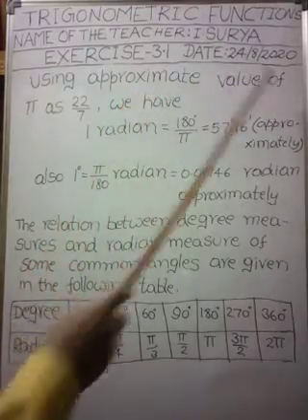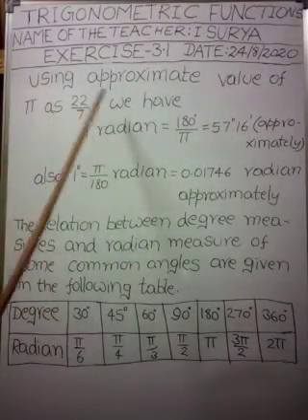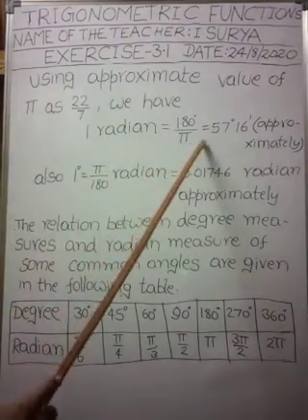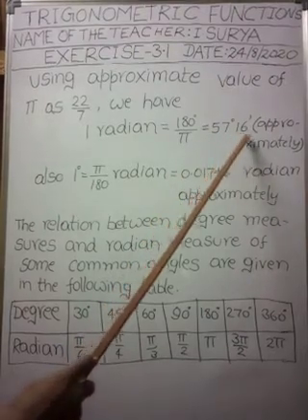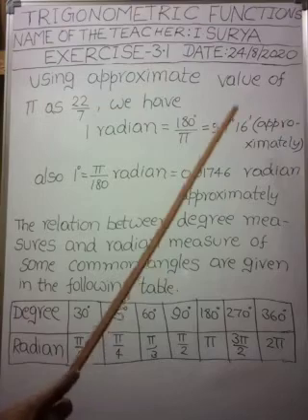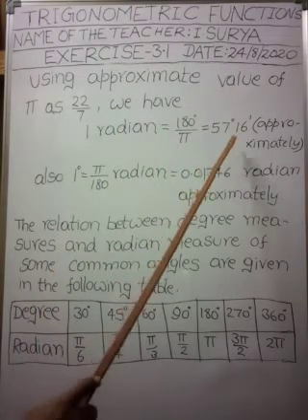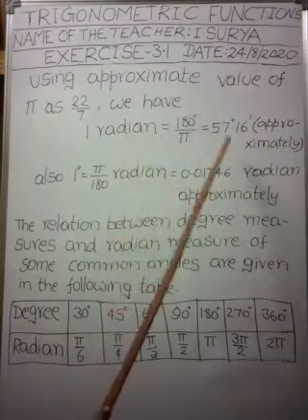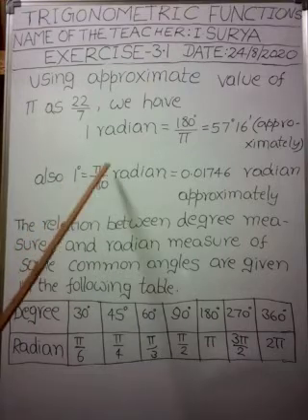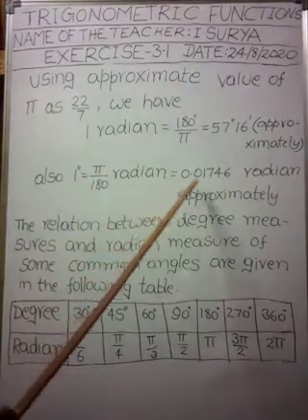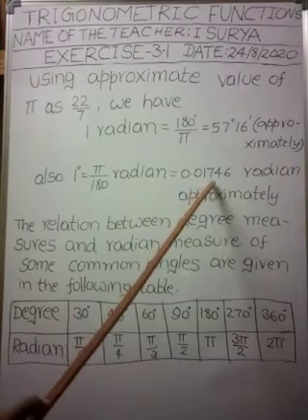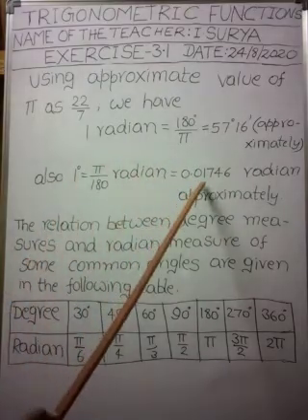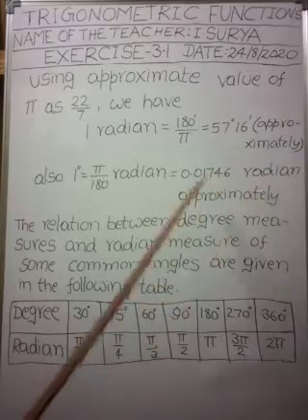Using the approximate value of pi as 22/7, we have 1 radian is equal to 180 degrees by pi, that is equal to 57 degrees 16 minutes approximately. Okay, my children, this 1 radian is equal to 57 degrees 16 minutes approximately. Remember this value, my children. Also, 1 degree is equal to pi by 180 radian. That is equal to 0.01746 radian approximately. So, 1 degree is equal to 0.01746 radians.